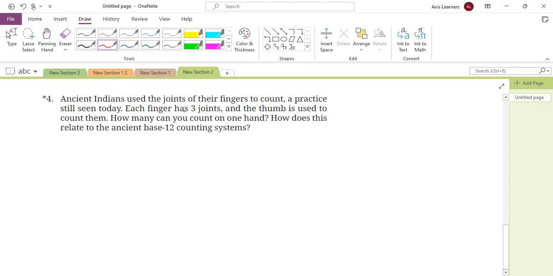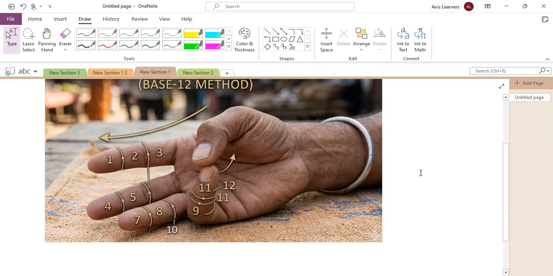Each finger has 3 joints and the thumb is used to count them. How many can you count on one hand? See here, each finger has 3 joints and the thumb is used to count, so we will not count the joints of the thumb. We will use the thumb to count the other joints. So how many can you count on one hand? We will see this. I will show one diagram.